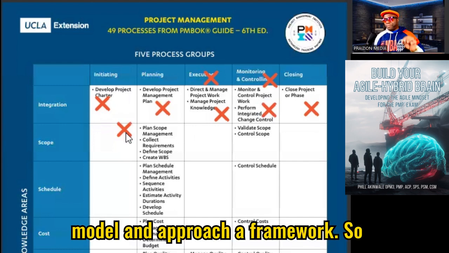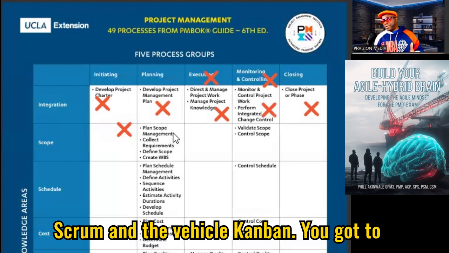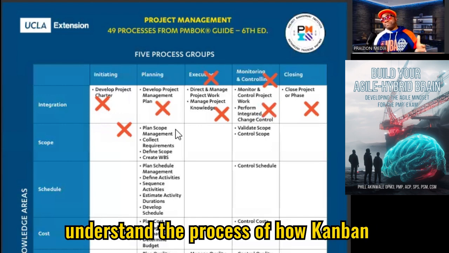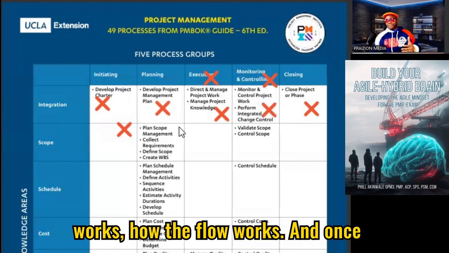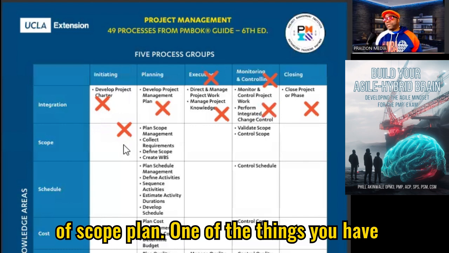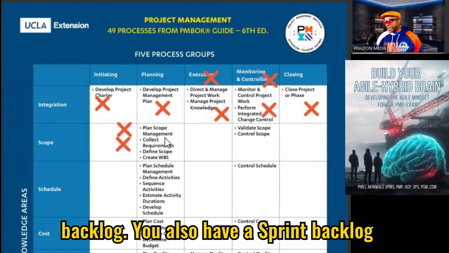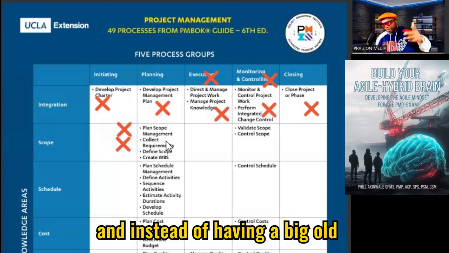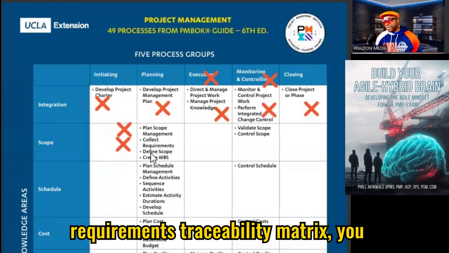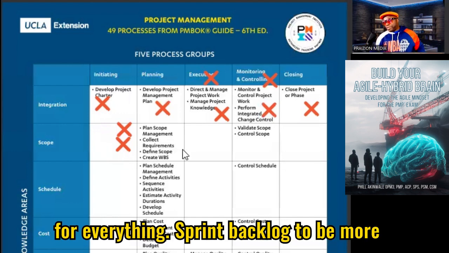Going into scope, as far as having a plan for scope, the closest we have to this is having a model, an approach, a framework. So Scrum with its 353, you got to understand Scrum and the vehicle. Kanban, you got to understand the process of how Kanban works, how the flow works. And once you understand that, you have some sort of scope plan. One of the things you have in the world of Agile is a product backlog. You also have a sprint backlog. And instead of having a big old requirements traceability matrix, you have your backlogs. So product backlog for everything, sprint backlog to be more specialized.